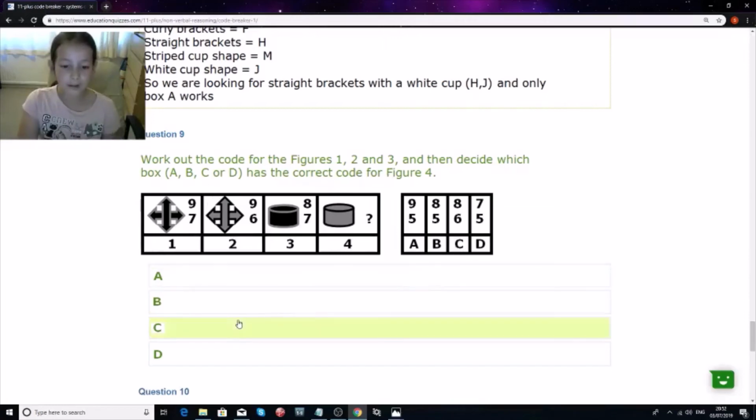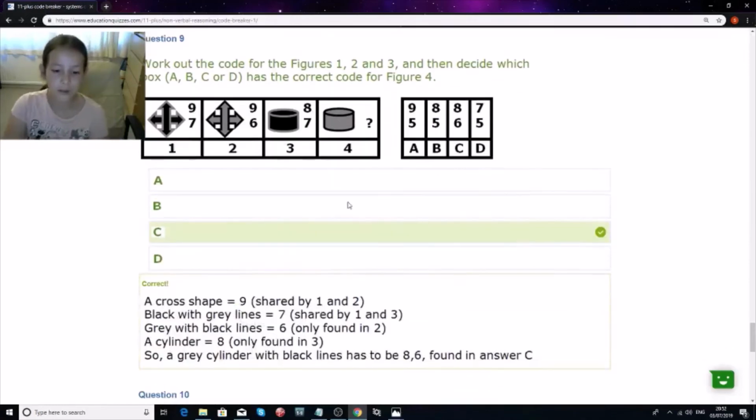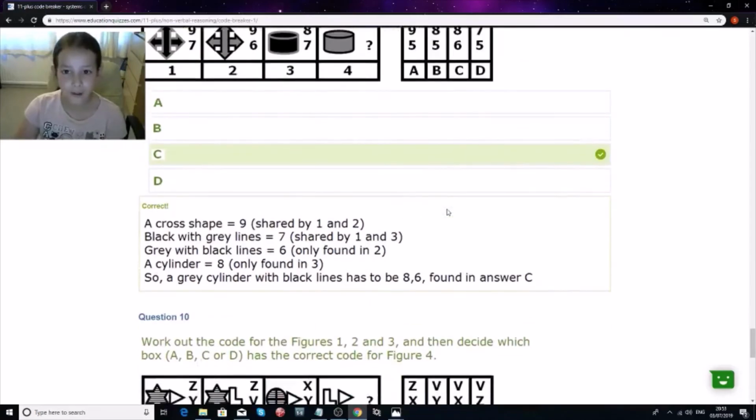Let's figure out if we're correct. Correct. A cross shape equals N, shared by 1 and 2. Black with grey lines equals 7, shared by 1 and 3. Grey with black lines equals 6, only found in 2. A cylinder equals 8, only found in 3. So, a grey cylinder with black lines has to be 8, 6, found in answer C. The last question, question 10.